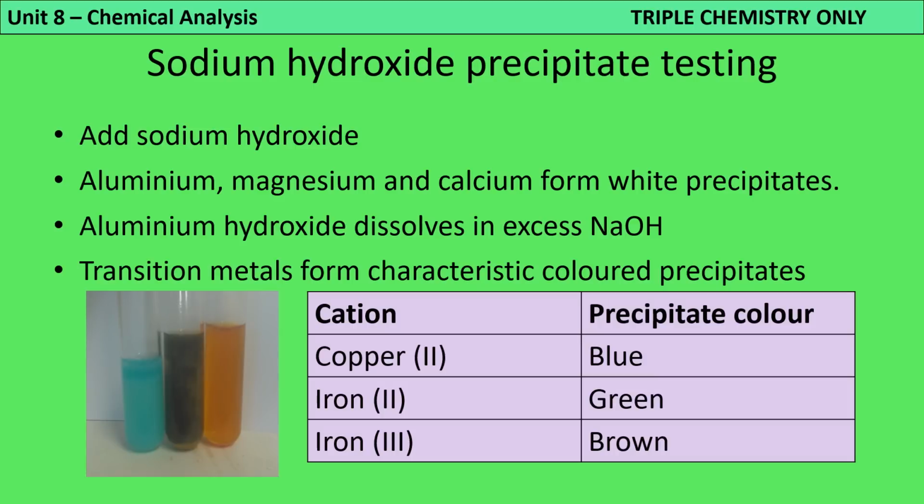The transition metals also form precipitates in response to sodium hydroxide, and these have got characteristic colours. The three that you need to know about are copper 2+ ions, which will produce a blue precipitate, iron 2+ ions, which have a dark green precipitate, and iron 3+ ions, which have a brown precipitate.